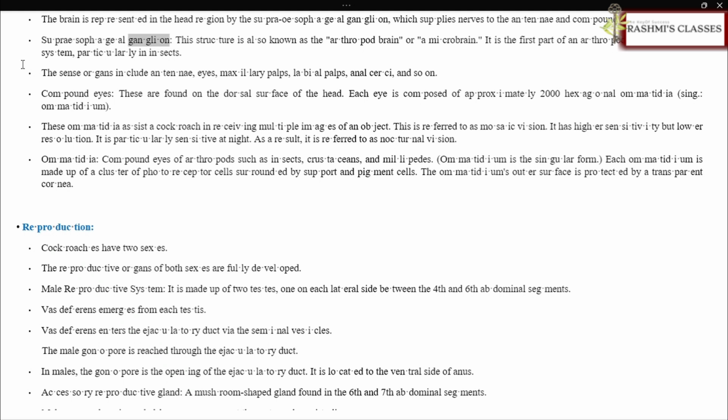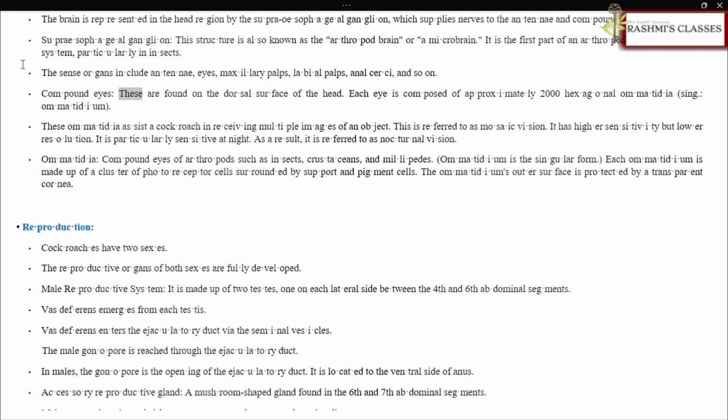Supraesophageal ganglion. This structure is also known as the arthropod brain or a microbrain. It is the first part of an arthropod's central nervous system, particularly in insects. The sense organs include antennae, eyes, maxillary palps, labial palps, anal cerci, and so on.